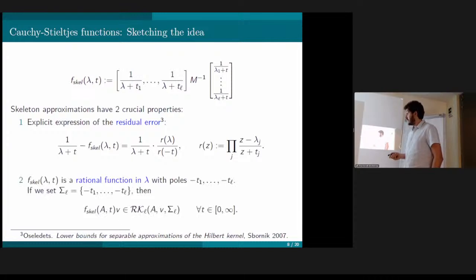And the second one is that if you look at this as a function of lambda, so imagine that t is fixed, this thing is a rational function whose poles are exactly the parameters t j. So the idea is that if you generate the Krylov space choosing as the sigma the parameters minus t j, then your space contains the skeleton approximation, and then you can use this formula for deriving an upper bound for the error.